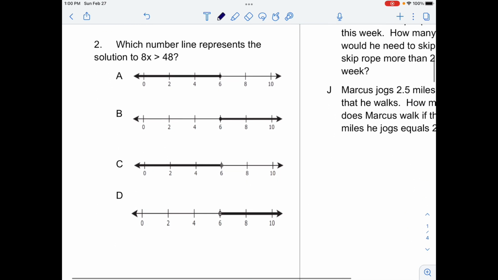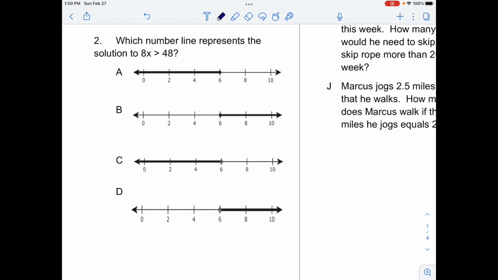Okay, number 2. Which number line represents the solution for 8 times x is greater than 48? So this one we can just solve, then match the graph. That matches our inequality. So remember, when the number is smooshed up to the variable with no operation in between, that means we're multiplying to find a number that is greater than 48.